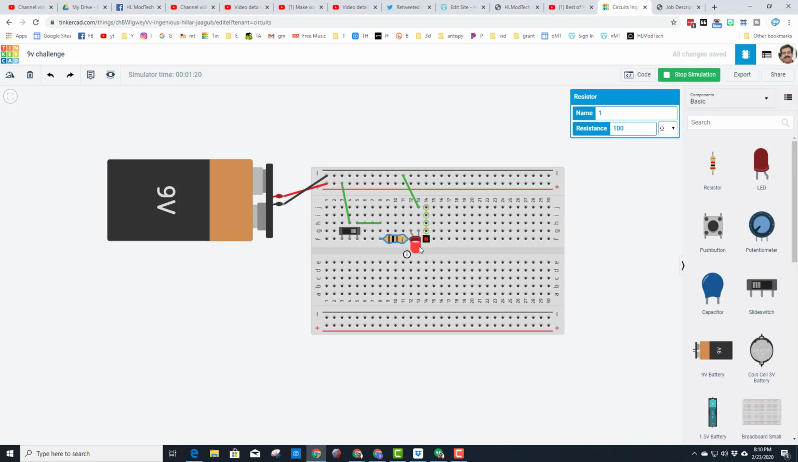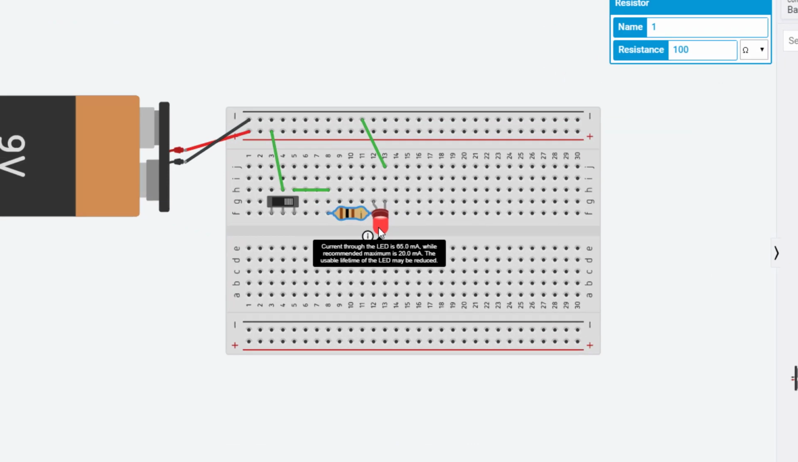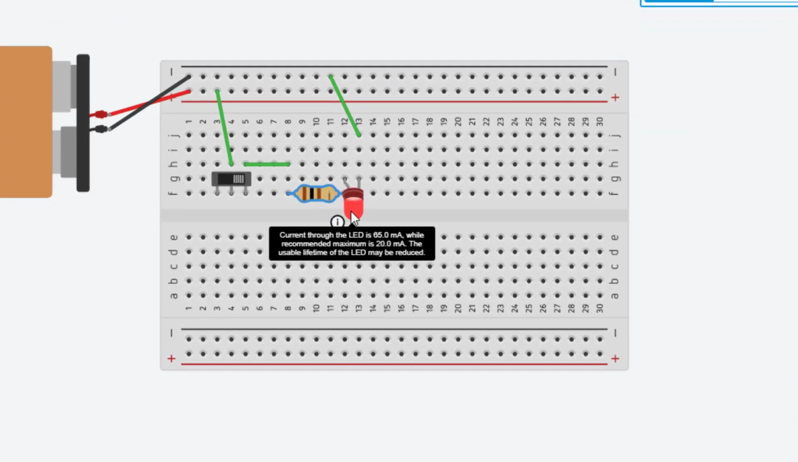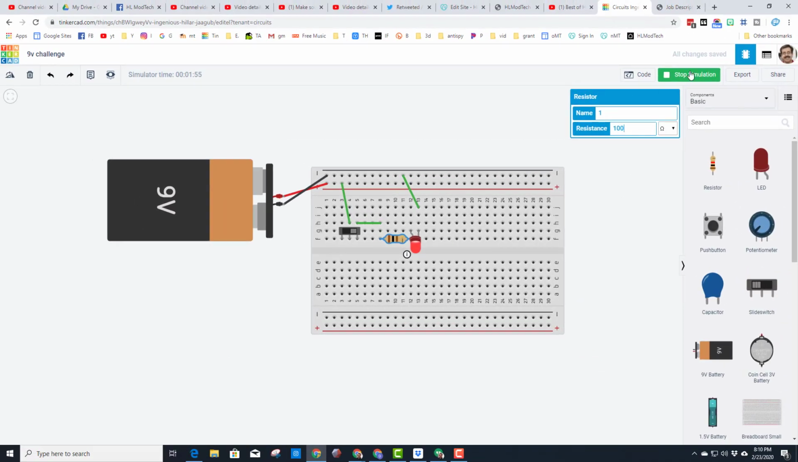So the amount of resistance is what protects these LEDs from bursting. If you move down over top of it, you can see we are still way over the recommended maximum. We are pushing 65 milliamps, and it recommends 20 milliamps. So we are stressing it, which may limit its lifetime. I'm going to stop the simulation.